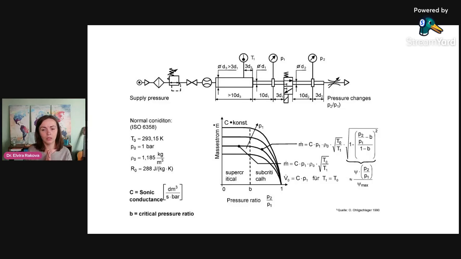So if we take our test that I really love, I think all the suppliers of components such as valves, and any components that we call pneumatic resistance, perform the test according to ISO 6358. Imagine that we put here the valve, and then we have here the pressure 1 and pressure 2, and then we'll have a constant supply pressure.